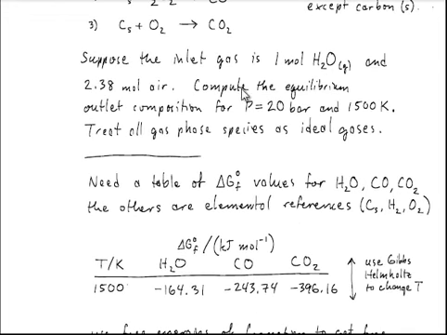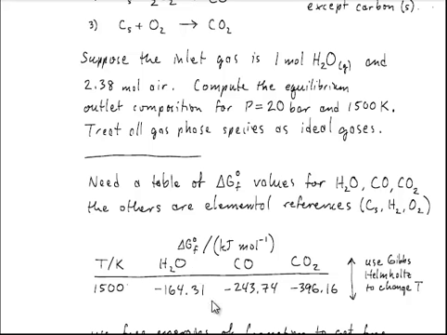So then we're going to compute the equilibrium outlet concentration, where the pressure is 20 bars and 1500 Kelvin. So we want to compute the equilibrium composition at these conditions. We're going to treat all of these gas species as ideal species, and the first thing that we want to do is to make a table of the Gibbs free energies of formation for each of these species involved in the reaction at each temperature that we're interested in. Okay, so we're only going to do the case 1500 Kelvin.